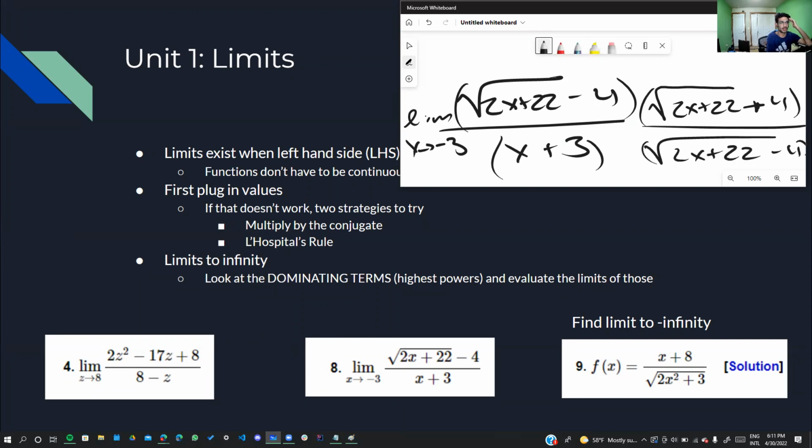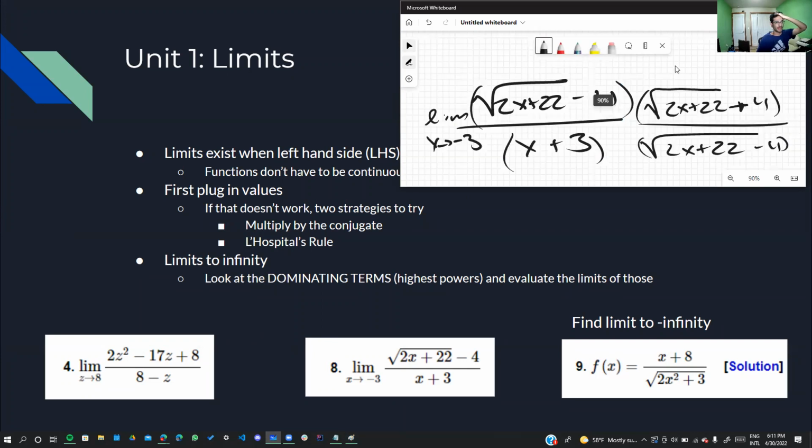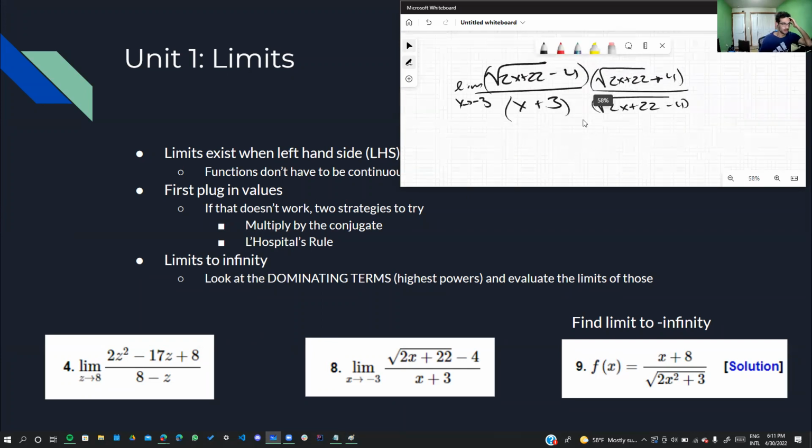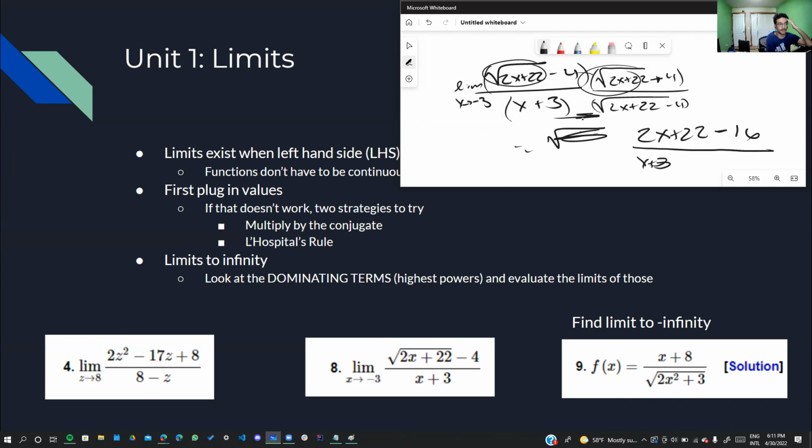So then if you evaluate that, you'll see that the top, it's just a difference of squares. So it's just a squared minus b squared. So that would just be 2x plus 22, because these are square roots, right? When you multiply square roots by each other, you get rid of the square root. Minus 16, and then you have this thing right here, the square root of 2x plus 22 minus 4.